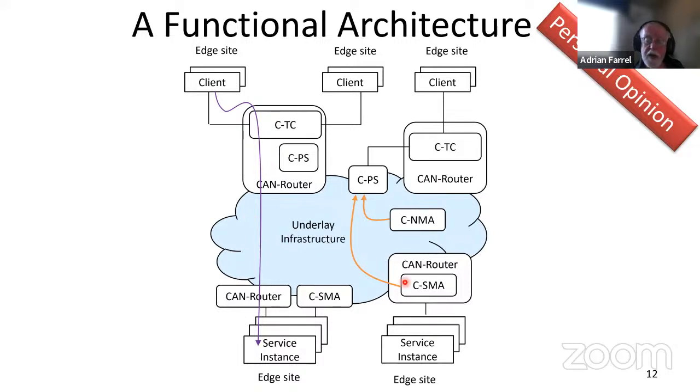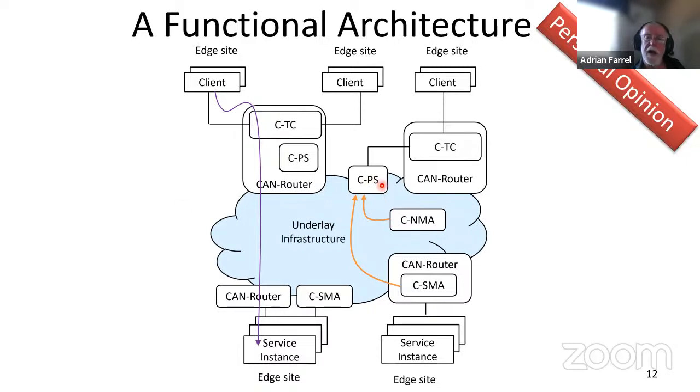And what happens is the service metric agent, which can be built into the egress CAN router, or it could be a separate entity. The service metric agent collects information from the servers and the service instances about what's going on and what they're capable of doing. So it harvests that and it sends that somehow to the path selector. Similarly, the network metric agent sitting in the network is collecting information about the state of the network, and it's pushing that information to the path selector.